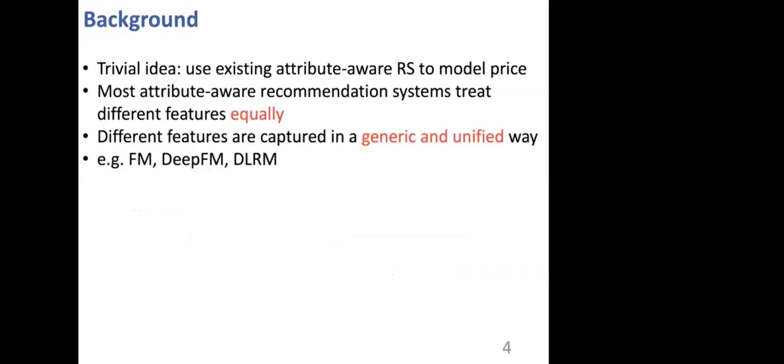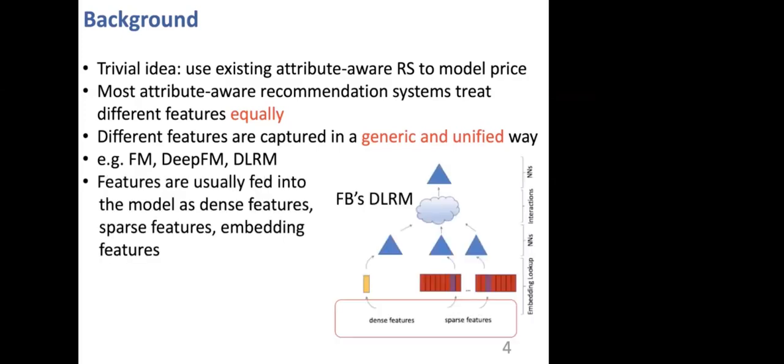To incorporate price into a recommendation system, one trivial idea is to use these existing attribute-aware recommendation models. However, for most existing attribute-aware recommendation systems, different features are treated equally and captured in a generic and unified way. For example, factorization machines equally treat all the features and map them to the same shared latent space. Another example is Facebook's deep learning recommendation model, where all the features are fed into the model either as dense features or sparse features. As we introduced, the price feature is different from other features, but existing methods are not specially designed for price.